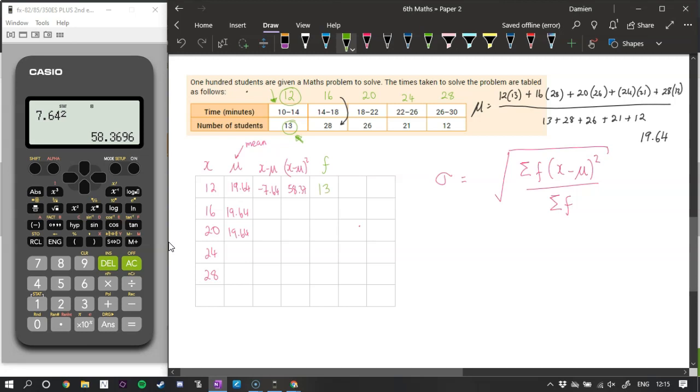The frequency in the next one is going to be 28. So these numbers will change all the way down. That's going to be 26, that's going to be 21, and that's going to be 12. And now what you have to do is multiply f, which is over here, by all of that in brackets. In other words, you have to multiply this column here with this column here. These have got to be multiplied. So you're going to do 13 multiplied by 58.37, and that's going to give you 758.